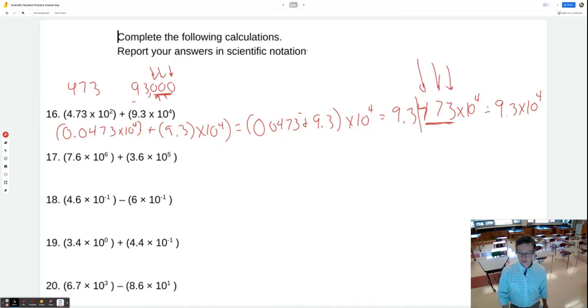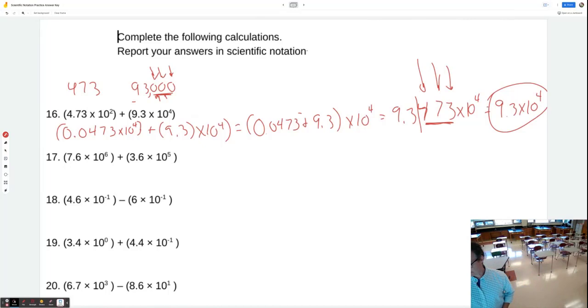And this will happen occasionally where you're adding a really small number to a really big number. In the sort of scheme of things, you aren't affecting that really big number enough to change your answer. It's just one of those things that will happen sometimes. So this is the final answer here.